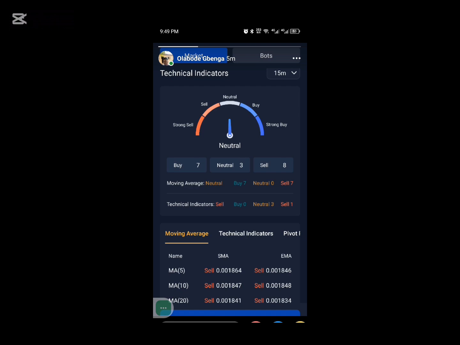As a judge, check it again. 15 minutes, seller has taken over the market. You should not enter it again. If you see something happen like that, don't enter it again.